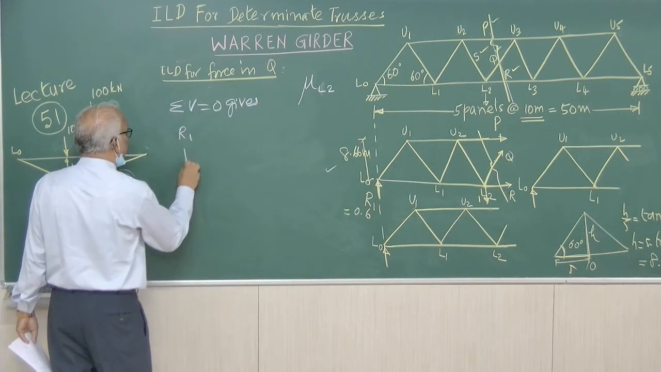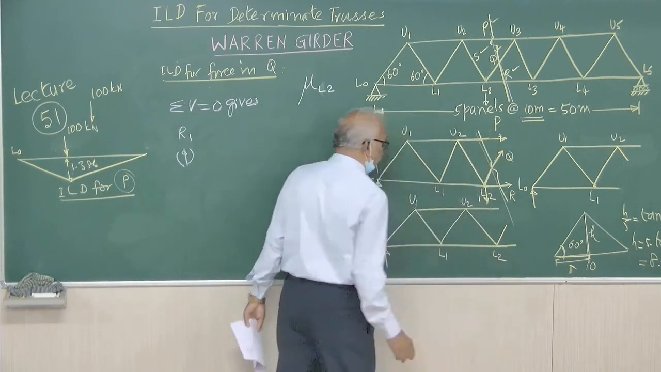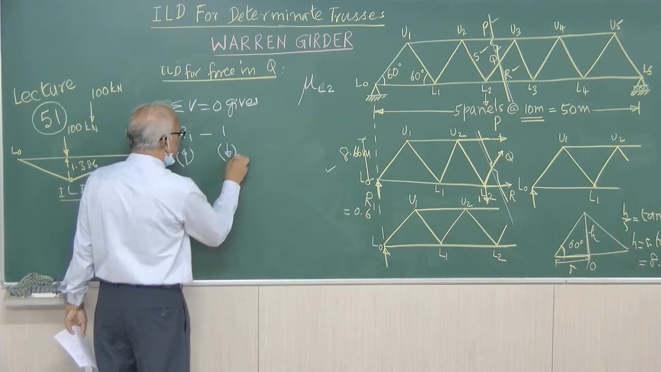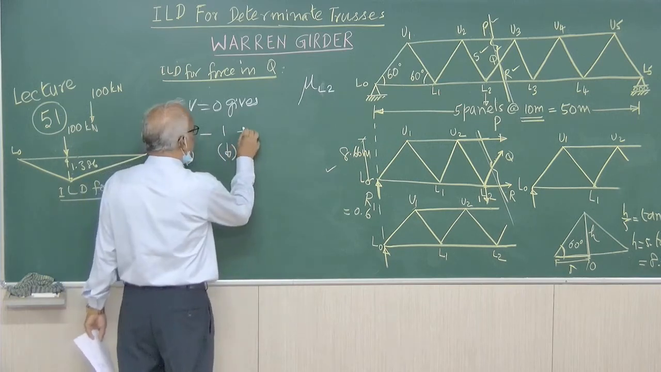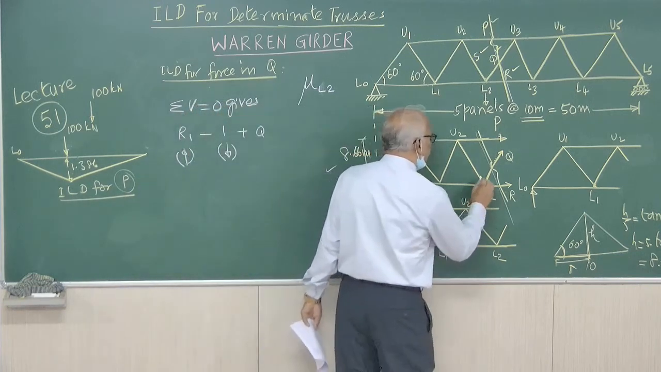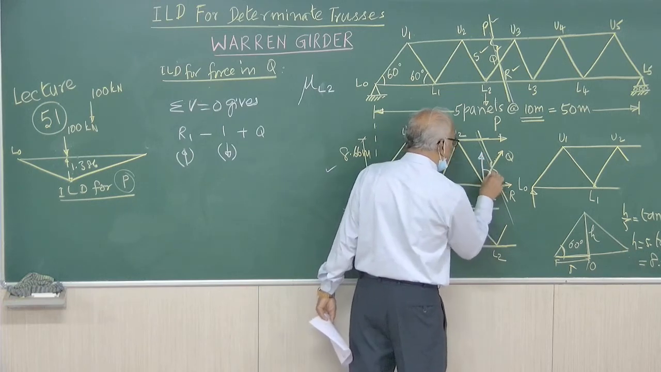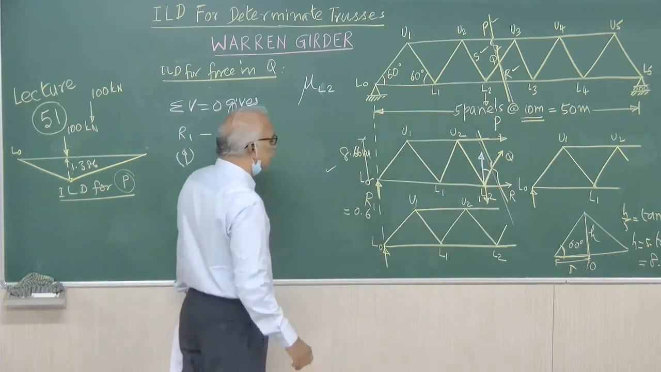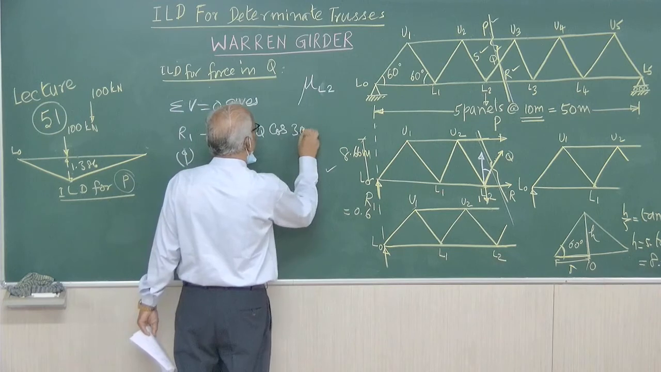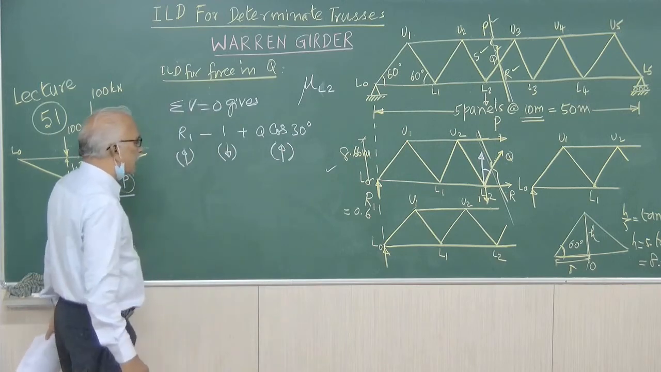R1 is in the upward direction, and unit force is within the cut section, therefore minus 1, because it is within the cut section, plus Q into, we are resolving in the vertical direction. So Q into this angle is 30 degrees, half of 60 degrees, that is 30 degrees. So Q into cos of 30 degrees. So that is also in the upward direction. Direction is very important, right?